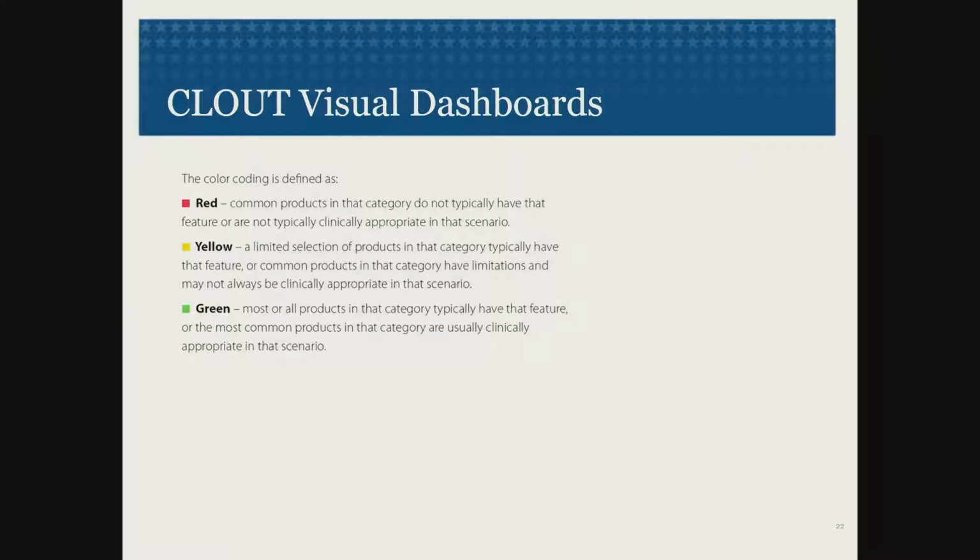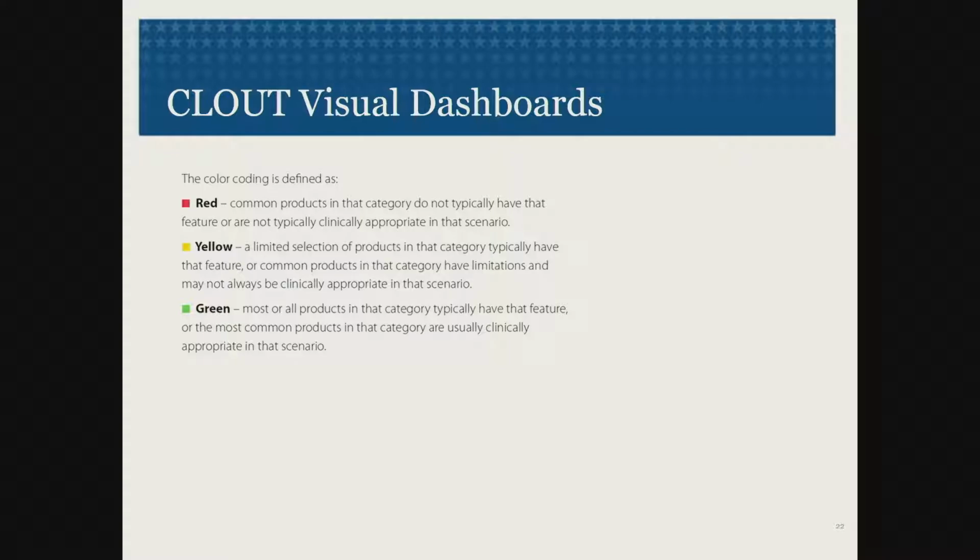We'll go through a few more specific examples. But to give you some visual help as you're going through the guide, we came up with a way to make the dashboards and tools in the document easier to read. So we use some color coding. Red in the document means common products in that category do not typically have that feature or are not typically clinically appropriate in that scenario. So think of it as a red flag.